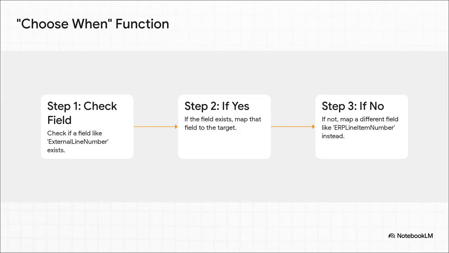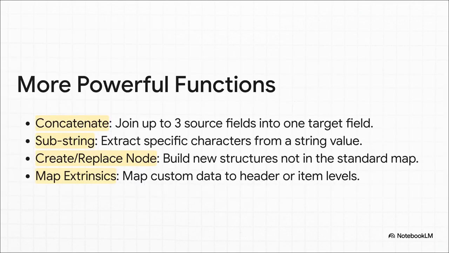But it gets smarter than that. The tool also handles conditional logic. The choose when function, it's basically a simple if this, then that statement for your data. It can check if a piece of data exists in one field. If it's there, great, it uses it. But if it's not there, it'll automatically grab the data from a backup field you specified. This makes your data flows way more resilient and honestly, a lot more intelligent.